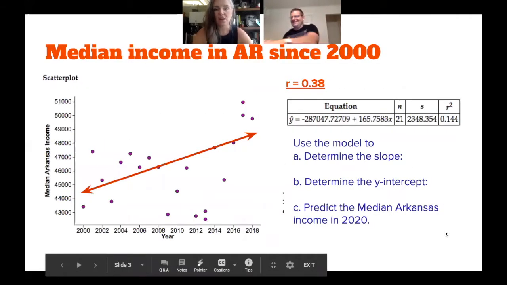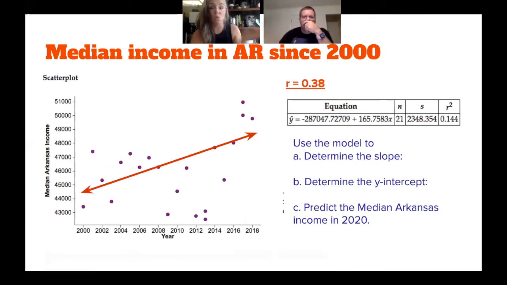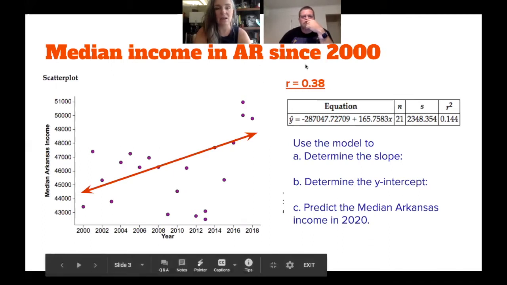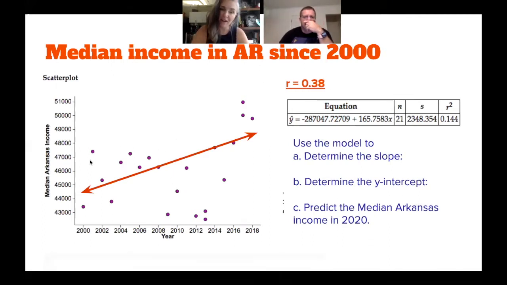Okay. So we're bringing this back because we haven't looked at this graph enough yet, but I'm adding some more information to it now. It says median income in Arkansas since 2000. Remember we talked about the fact that the R value is 0.38. So it's not a super strong correlation, but no matter what the correlation looks like, we actually can get a model. Whether that model's great or not, that's something you have to decide as the statistician.